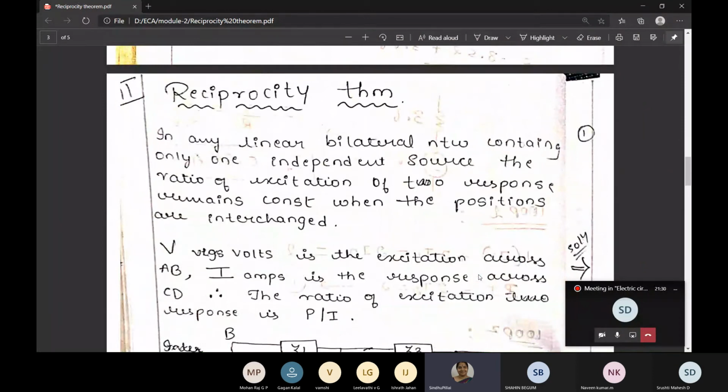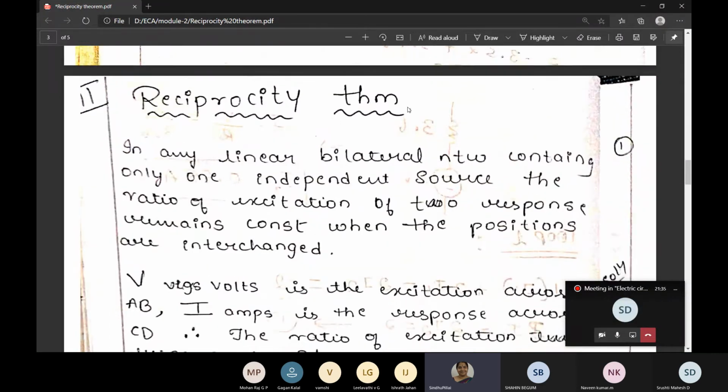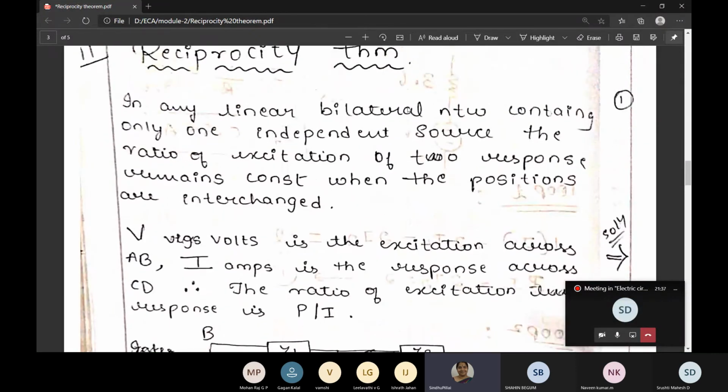Next we will move on to the second theorem, that is the reciprocity theorem. What it tells is: in any linear bilateral network containing only one independent source, the ratio of excitation to response remains constant when the positions are interchanged.